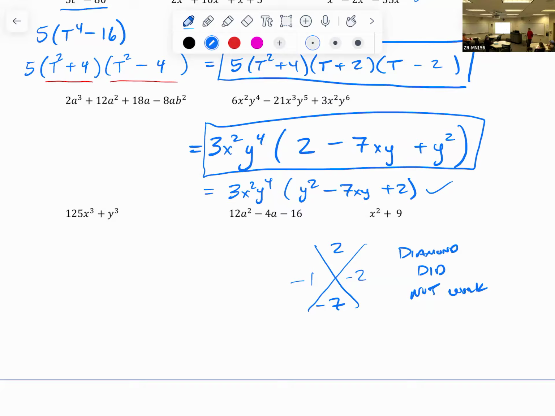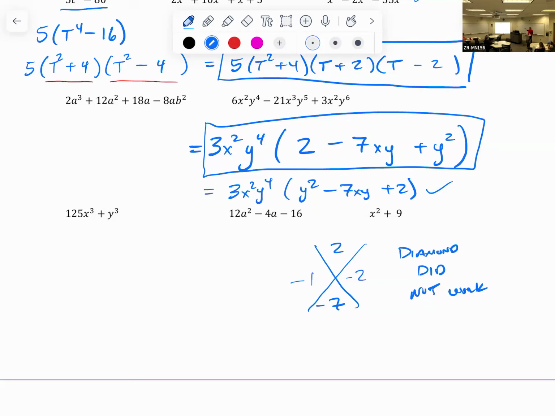Where did you get the -7x1? When I factored, 3 out of -21 becomes -7. I pulled x squared out of x cubed, gives an x. And I pulled y to the fourth out of y to the fifth, which leaves a y. So just doing greatest common factor is how I got to that next step. And that is as far as we can go.